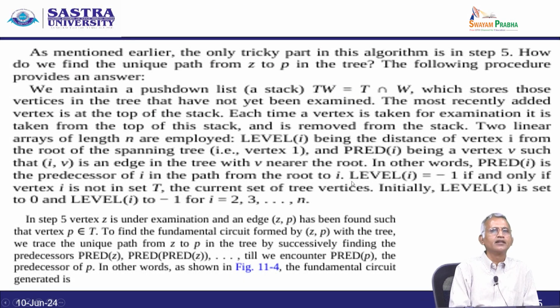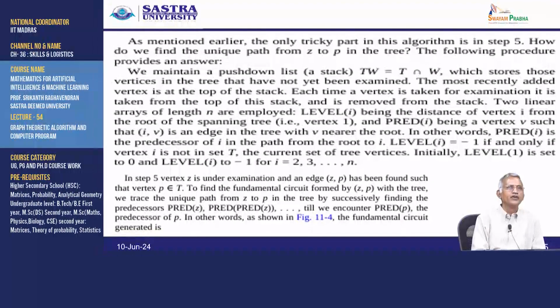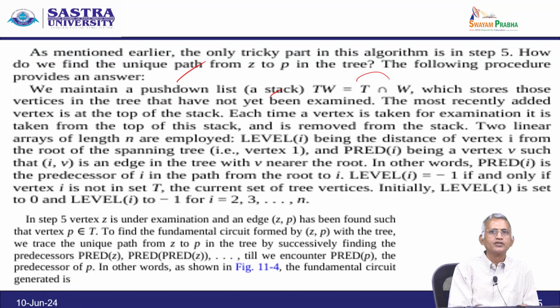As mentioned earlier, the only tricky part in the algorithm is in step 5. How do we find the unique path from Z to P in the tree? The following procedure provides an answer. We maintain the push down list TW equal to T intersection W, which stores those vertices in the tree that have not been examined. The most recently added vertex is at the top of the stack.